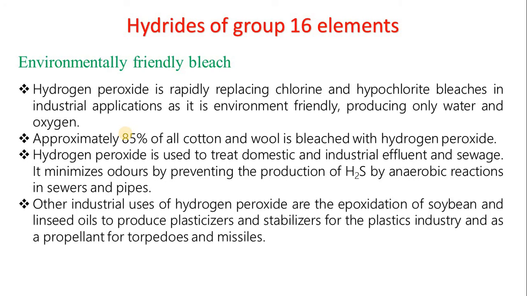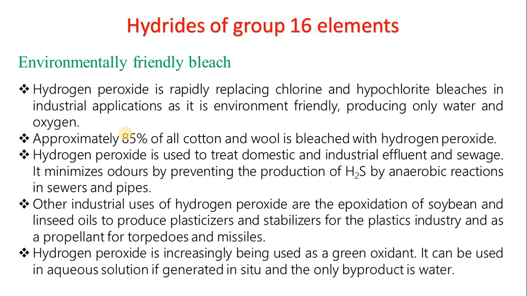Other industrial uses of hydrogen peroxide are the oxidation of soybean and linseed oils to produce plasticizers and stabilizers for the plastic industry, as well as a propellant for torpedoes and missiles. And hydrogen peroxide is increasingly being used as a green oxidant. Green means producing a very small amount of pollution. It can be used in aqueous solution if generated in situ. In situ means during the reaction, and the only byproduct is water.